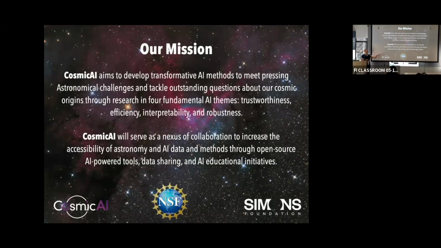So I know this is a very core theme of the Flatiron, right? Open data, collaboration, community resources. And so there's clearly a lot of synergy between what we're trying to do and things that are happening here. And I know there's a huge amount of AI happening here. So hopefully you can tap more into that.